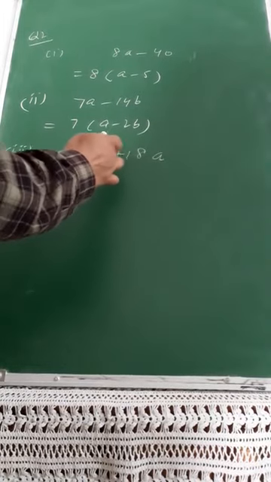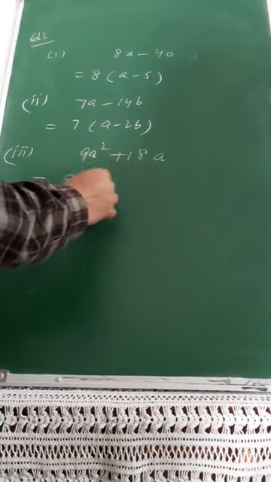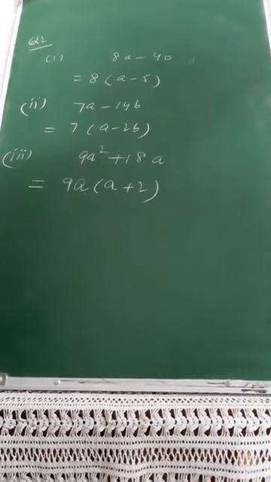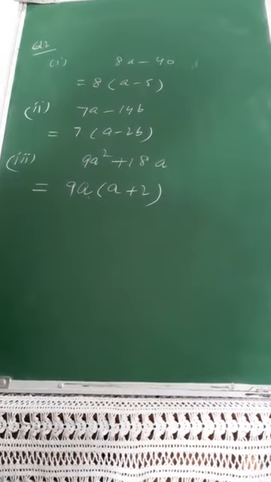Out of the two, when it is degree 2 and degree 1, you have to take the lower one, and here you will be left with a, and here you will be left with 2. Leave your answer here. These are just one-step questions.